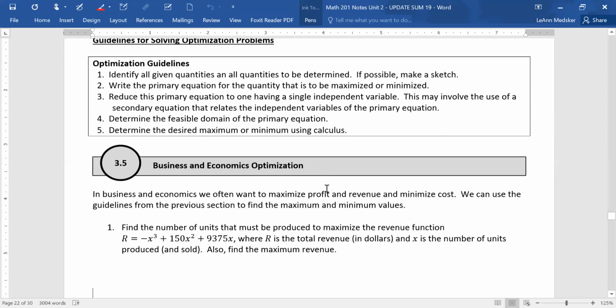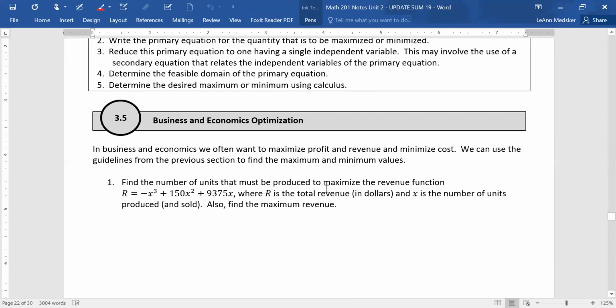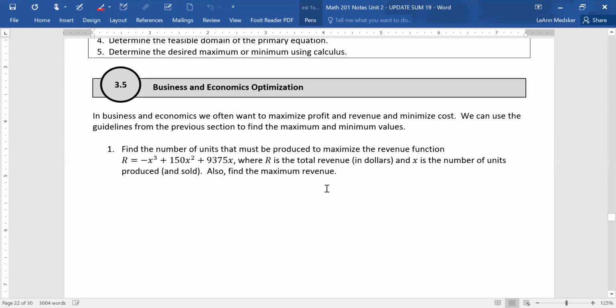So we're going to look at the first two examples here in section 3.5. It says, in business and economics, we often want to maximize profit and revenue, and we want to minimize our cost so that our business can be a functioning one that will last for years. So we can use the guidelines from the previous sections to find maximum and minimum values.